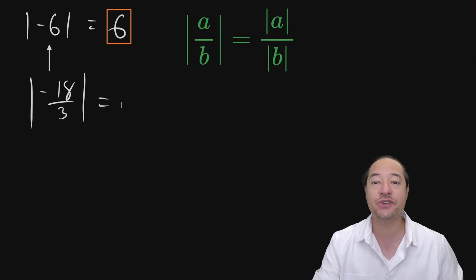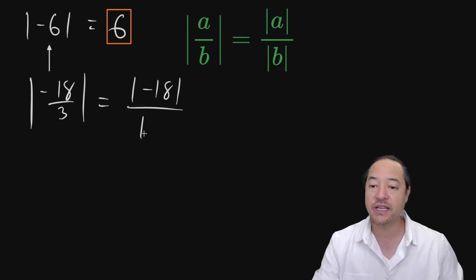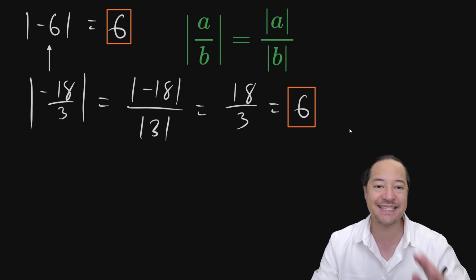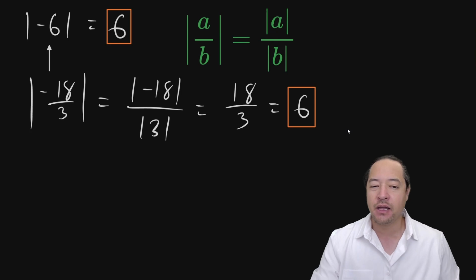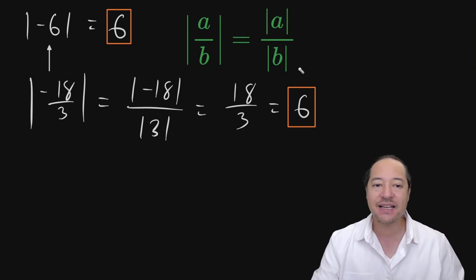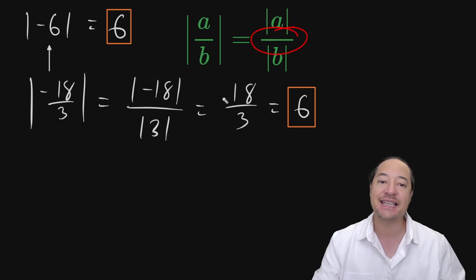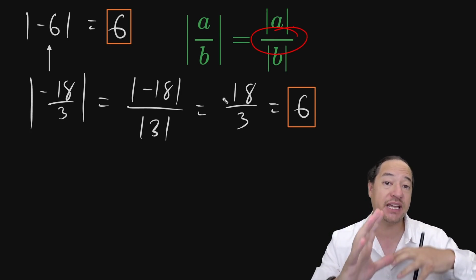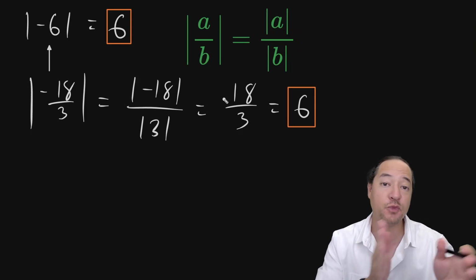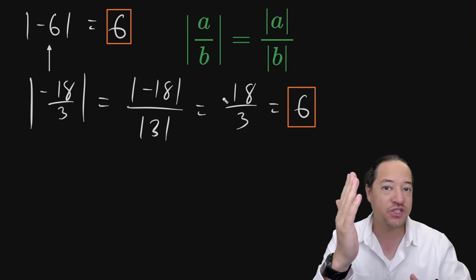So we could say this is going to be equal to the absolute value of -18 over the absolute value of 3, and that's going to be the same as positive 18 over 3, and that is 6. Okay, so we get the same result here. And actually, this shouldn't surprise us because we can think of division as the multiplication of a reciprocal, right? So we can convert division into multiplication and then just use the previous rule.